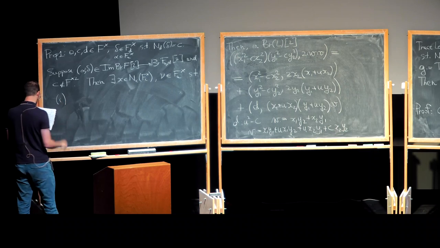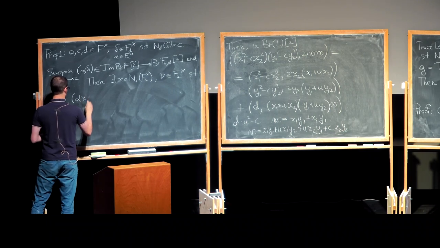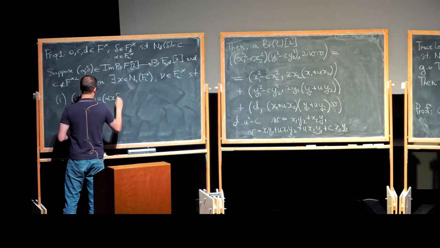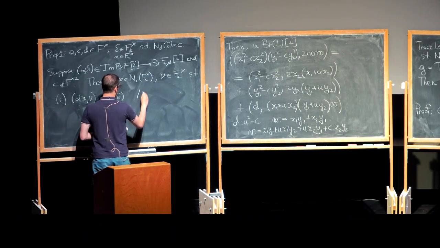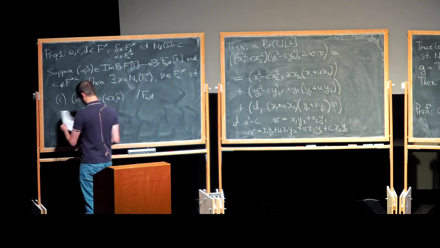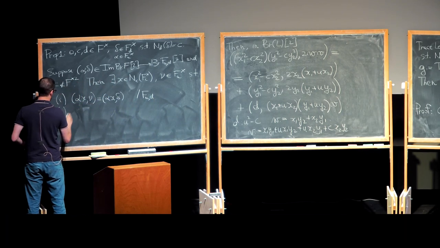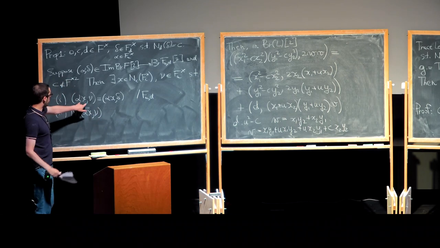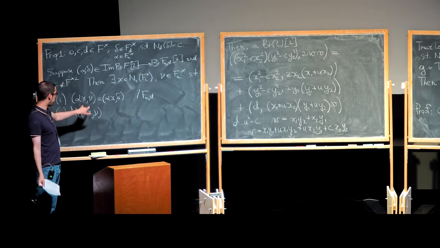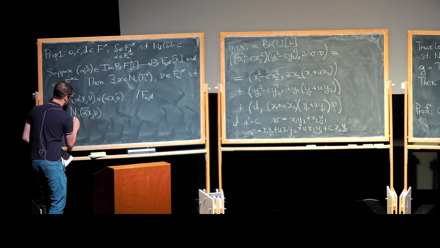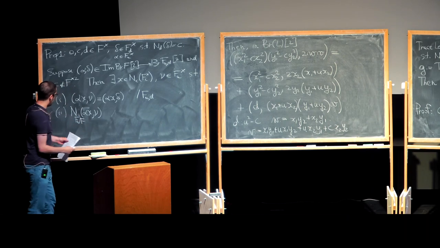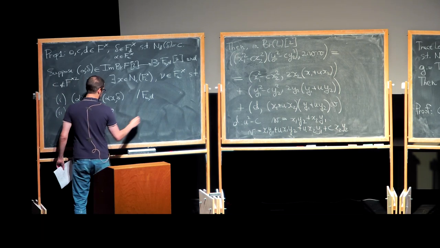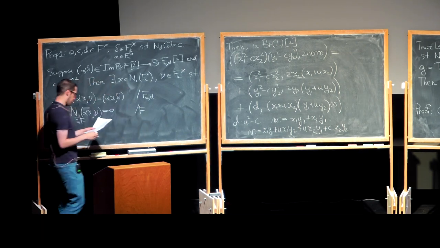Property one, α x ν is equal to α x δ over F_AD. And two, the norm of α x ν, right, α x ν now lives in the Brauer group of F_A. I think of it as, so maybe I will just write F_A over F just for clarity. So the norm from F_A to F should be zero. And this is, of course, an equation over F, the Brauer group of F.